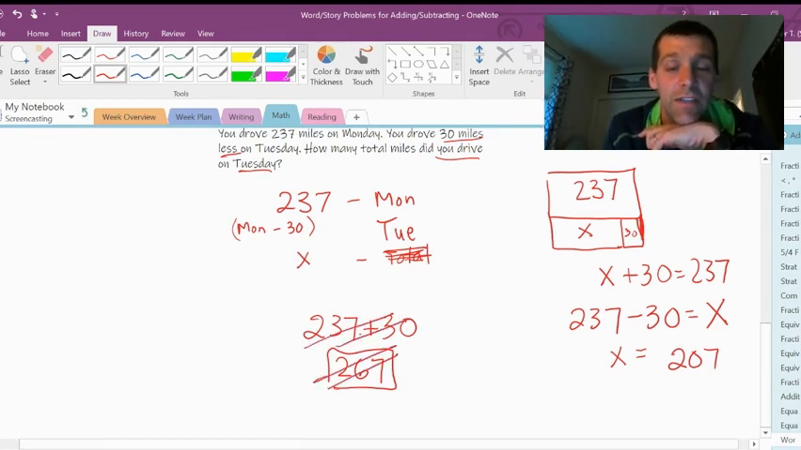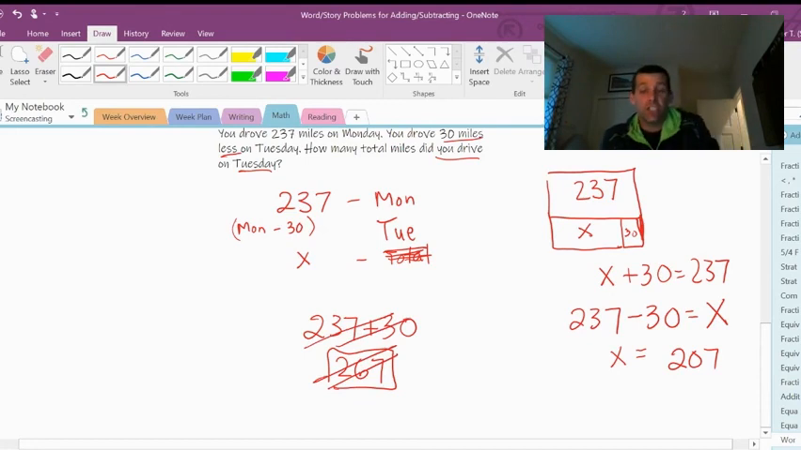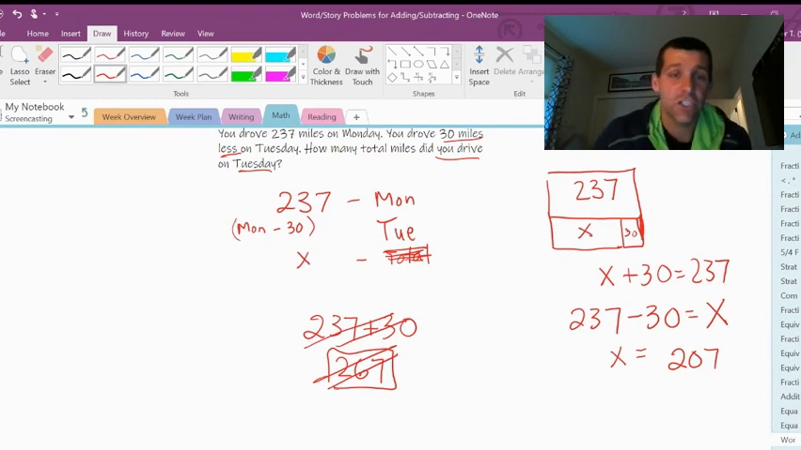Give that a shot as you're working today, looking through addition and subtraction word problems. They're going to only be addition or subtraction. So think to yourself about what information you have, then draw a little model, and then try to solve it. Once you've solved it, think about whether it makes sense with the question that is being asked.